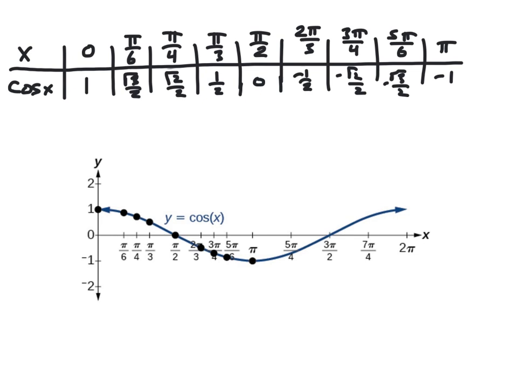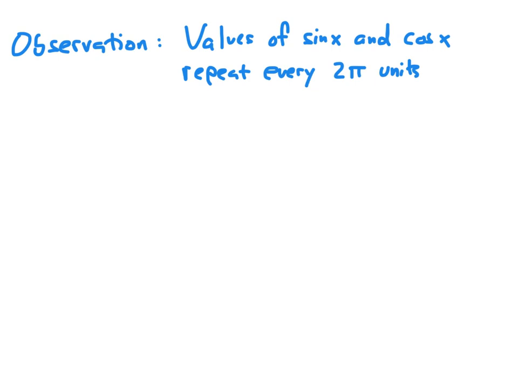So the next obvious question is what happens either to the left of 0 or to the right of 2 pi for either of these graphs. And to understand that, we need to think about how these trig functions are defined in terms of the unit circle and realize that there is going to be a pattern to these graphs and to the functions in general. We can do this by making the following observation, that the values of sine x and cosine x repeat every 2 pi units.